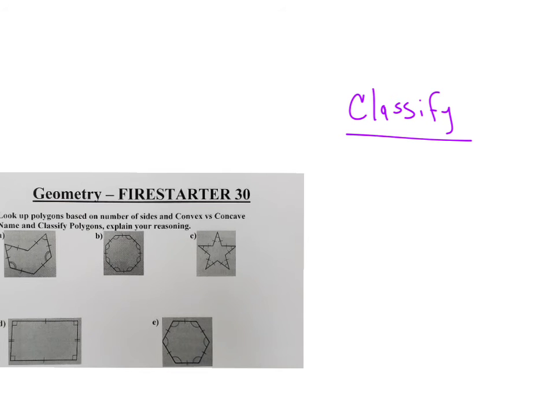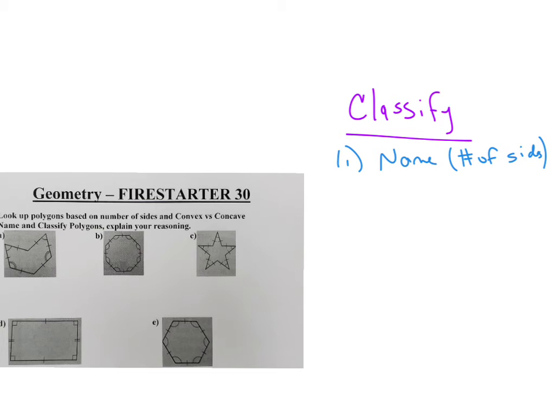All right, to classify polygons, you have to go through three things. So the first thing you're going to do is say the polygon name based on the number of sides. That's important because we're not going to say square or rectangle, because we're only worried about the number of sides.